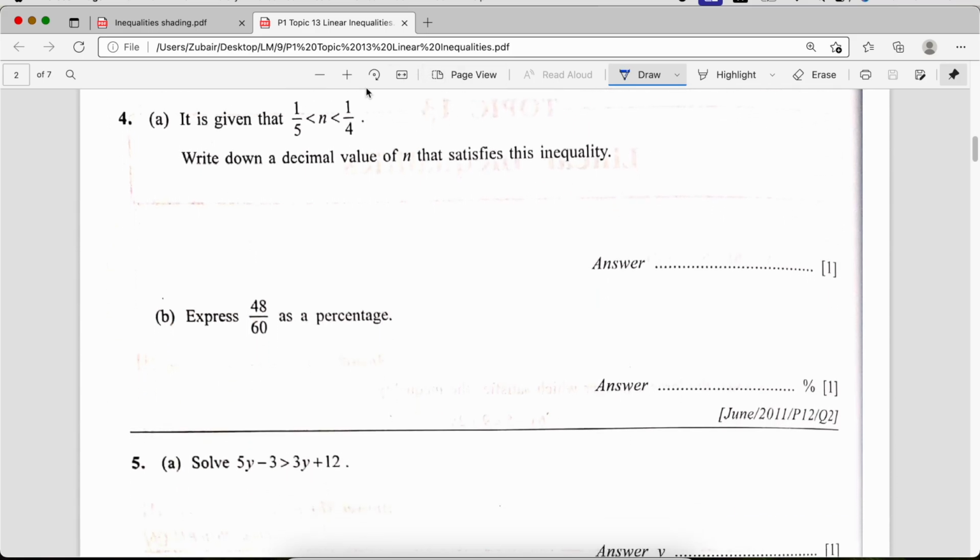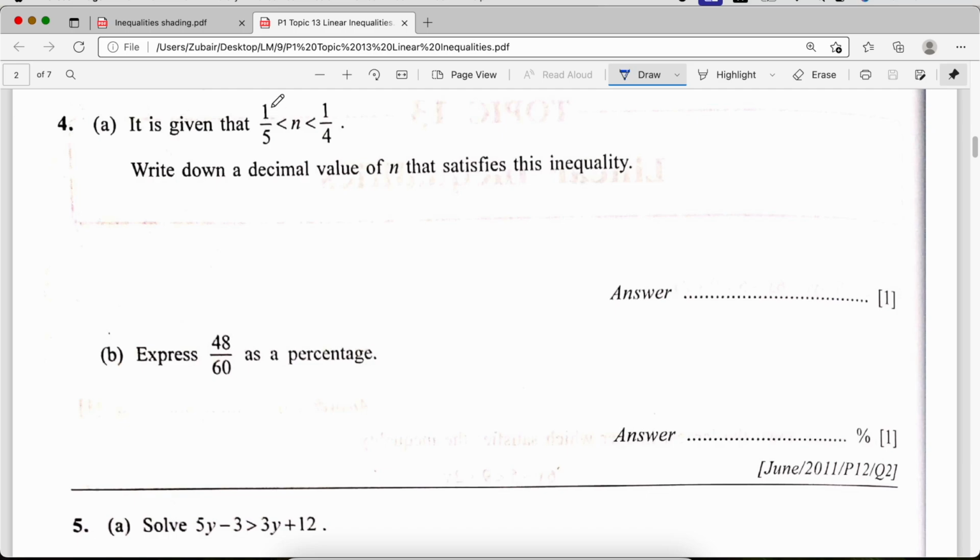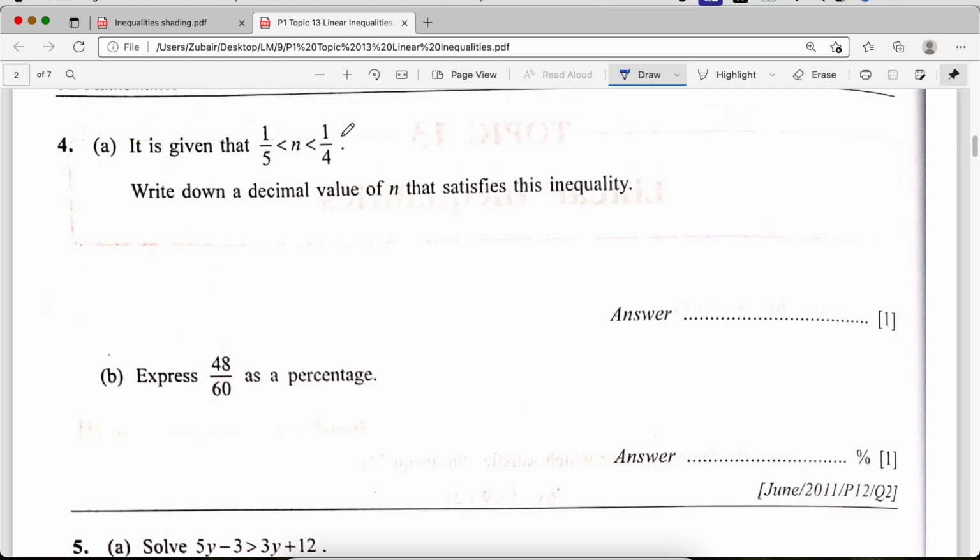Question number 4. It is given that 1 by 5 is less than n and n is less than 1 by 4. Write down a decimal value of n that satisfies the inequality. So 1 by 5 is already 0.2 and that's already 0.25. So you can write any value between these two. I'm writing 0.21.